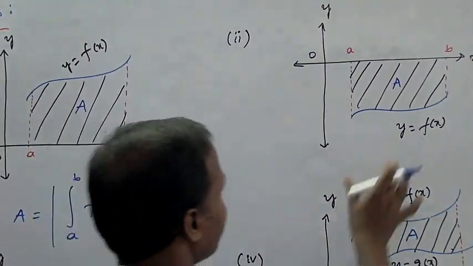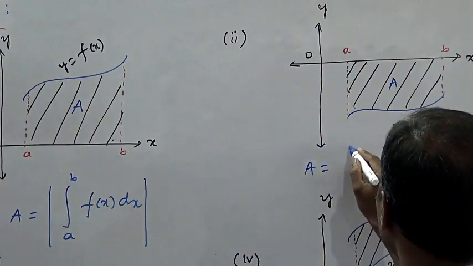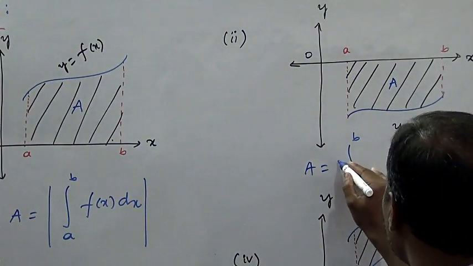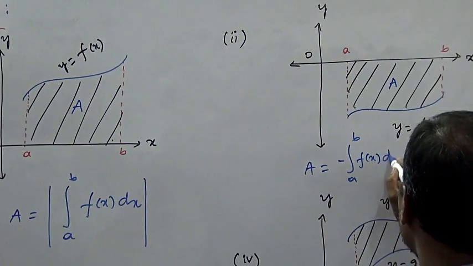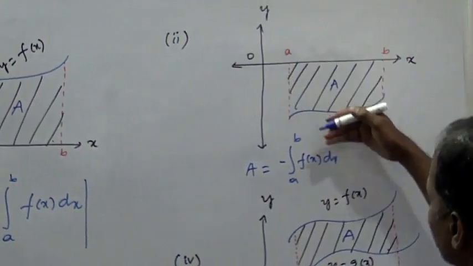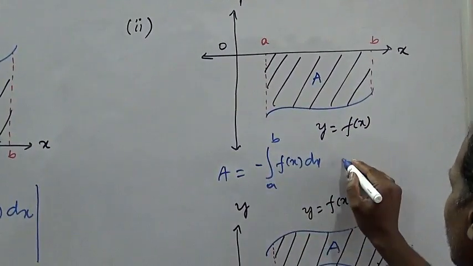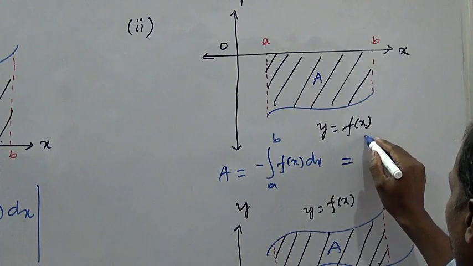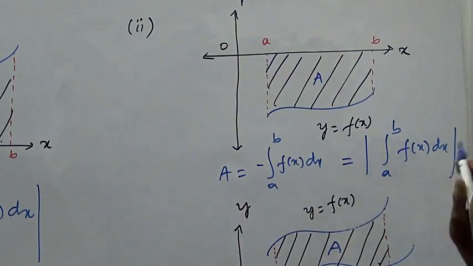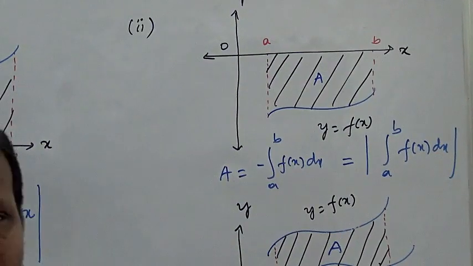Now what is the area here? The area A is the integral from a to b of minus f of x dx, since it is below the x-axis, because the integral from a to b of f of x dx is a negative value. Negative of negative is positive. Otherwise you can write directly the modulus of the integral from a to b of f of x dx. Without loss of generality, just use modulus for area, then you won't get any problem.